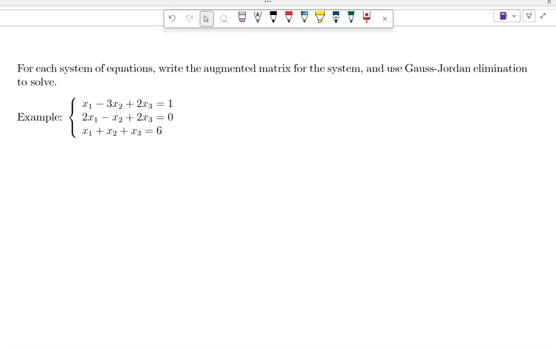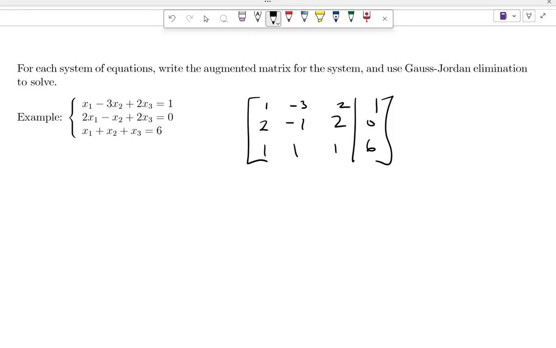What would your augmented matrix look like in this case? What would your first row be? Okay. And then, good. Good. We okay with getting that part set up?